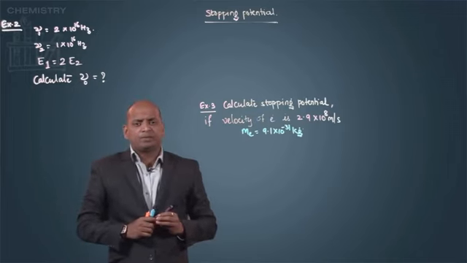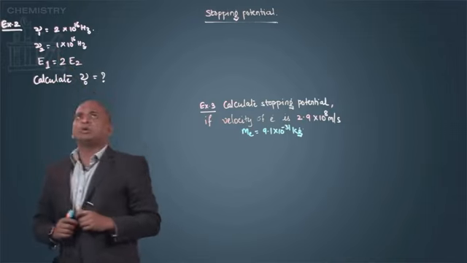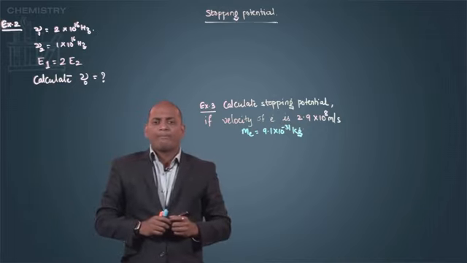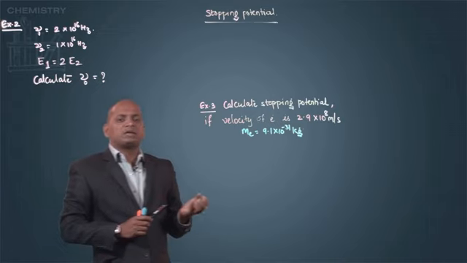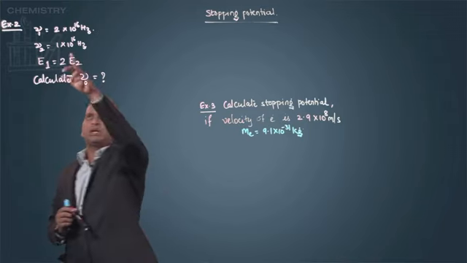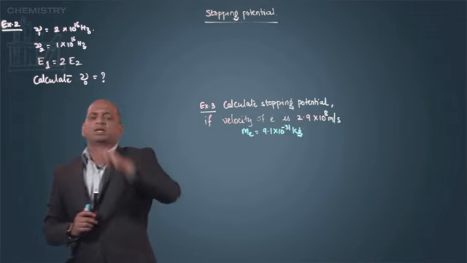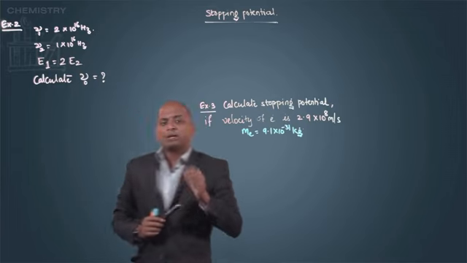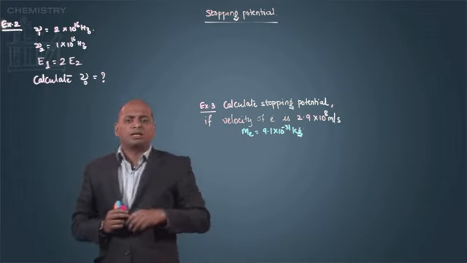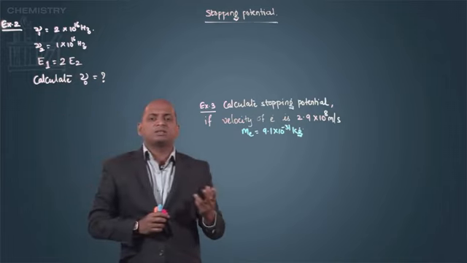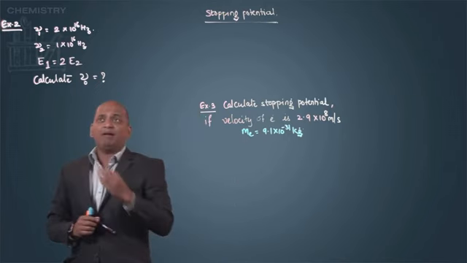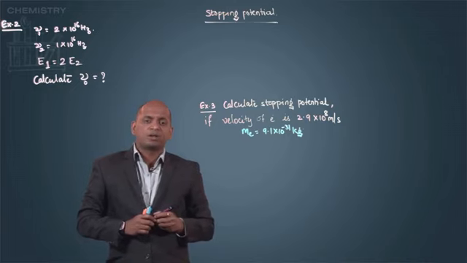A light ray, or radiation, which has a frequency 2 into 10 raised to 16 hertz, and the energy associated with this is E1. The same electron is absorbing radiation of frequency nu 2, and its value is 1 into 10 raised to 16 hertz. The energy associated with it is E2. The relation between these two energies is that the energy associated with frequency 1 is twice the energy associated with frequency 2. Now we have to calculate the threshold frequency. So how can we calculate that?